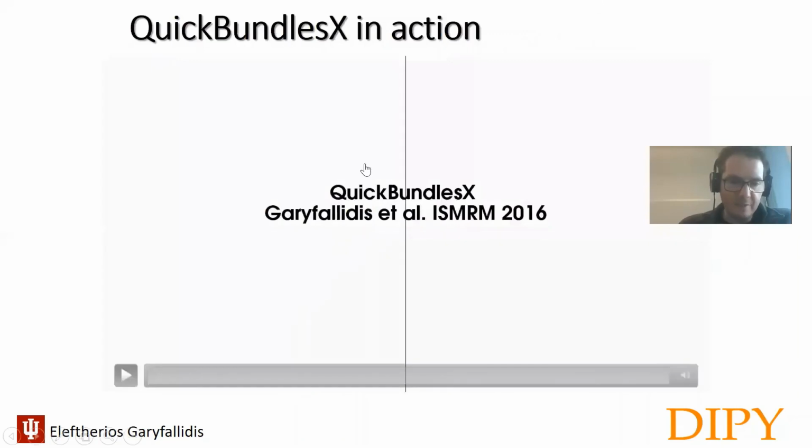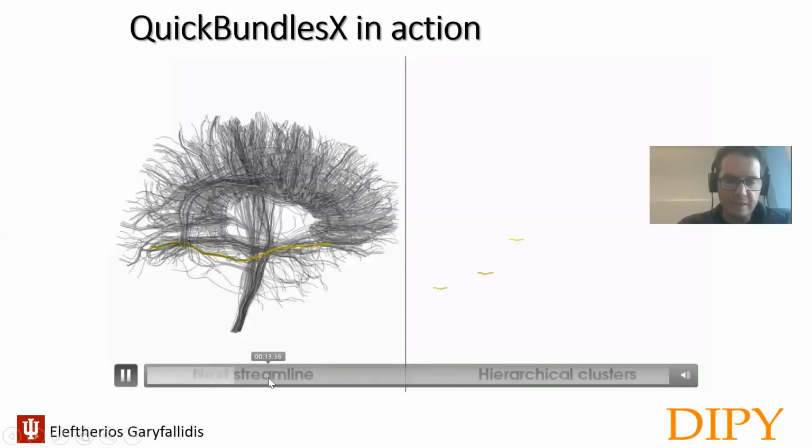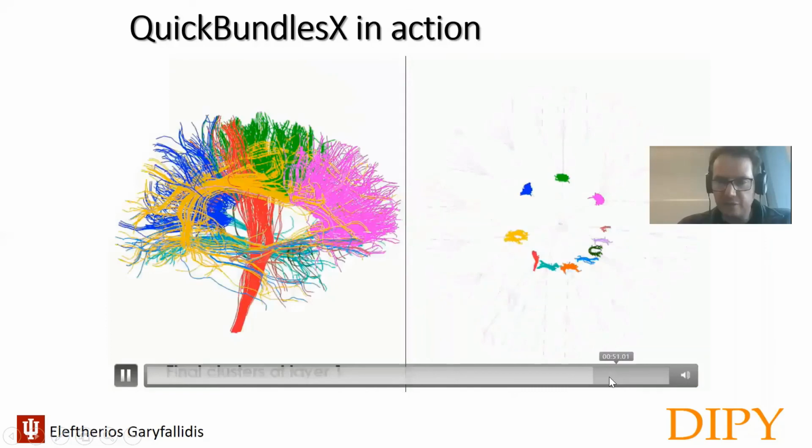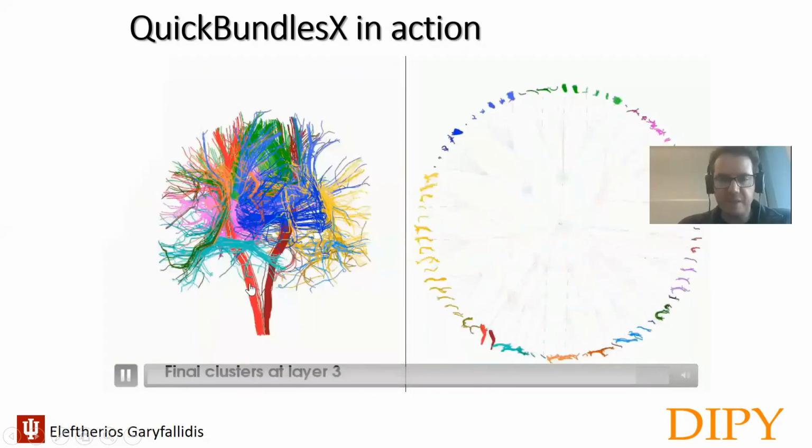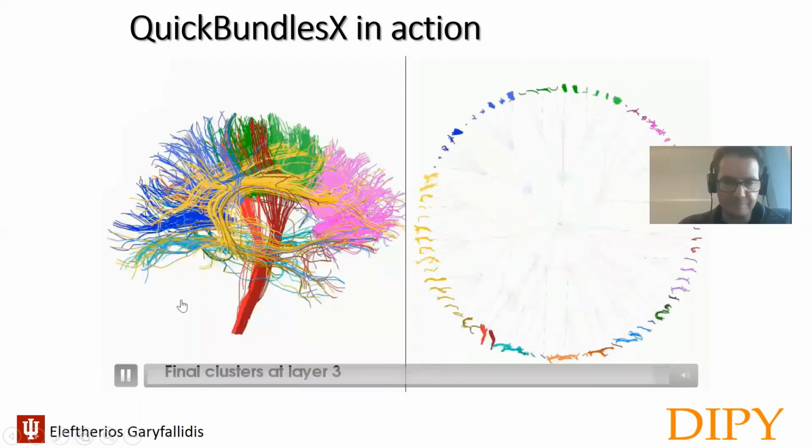And this is an example of how that looks when it's running. Here are some random streamlines from the tractogram, and this is how the tree is generated. And then at the end, you have the different layers and the final result. Okay.